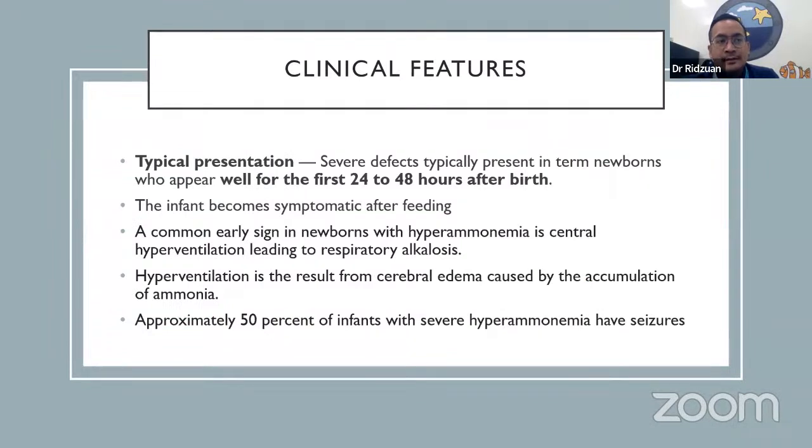For the clinical features, there are two presentations: the typical presentation and the atypical presentation. Normally, the baby is well for the first 24 to 48 hours after birth, but subsequently becomes symptomatic after feeding. A common early sign in newborns with hyperammonemia is central hyperventilation. Hyperventilation leads to respiratory alkalosis. It results from cerebral edema caused by accumulation of ammonia. Approximately 50% of infants with severe hyperammonemia will have seizures.